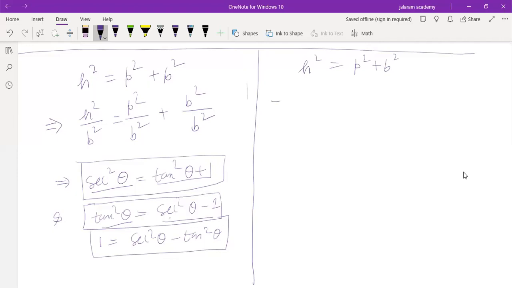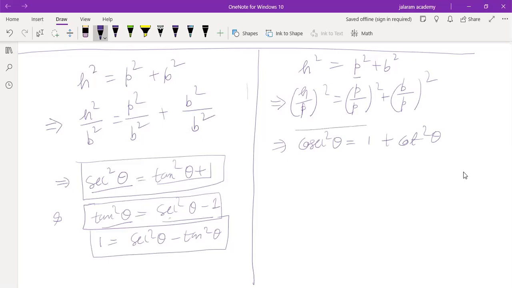Similarly, the third identity is also obtained by the Pythagoras theorem. H square equals perpendicular square plus base square. So when we divide throughout with p square, h by p whole square equals p by p whole square plus b by p whole square. Now h by p means cosec theta and its square is cosec square theta. P by p is 1. Base by perpendicular is cot theta and its square is cot square theta. So cosec square theta equals 1 plus cot square theta. When we transfer cot square theta to this side, cosec square theta minus cot square theta equals 1.